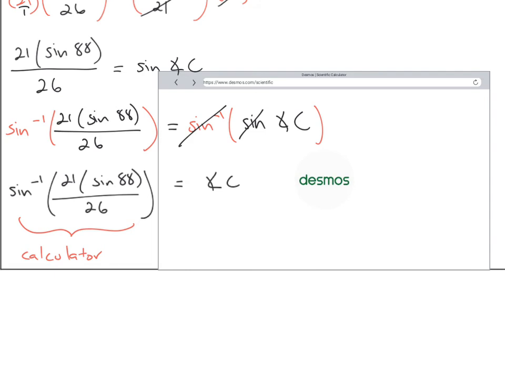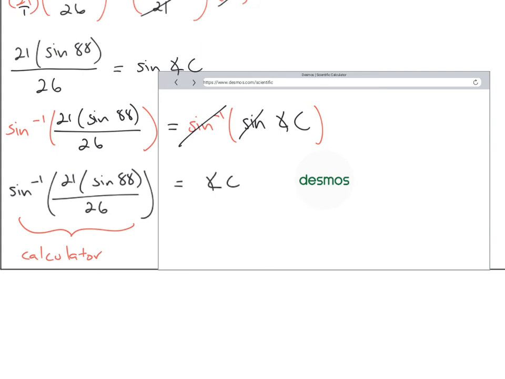And here's the other thing I'm going to do. I'm going to go ahead and group together 21 times sine of 88 because all of that will get divided by 26. And then last but not least, we're going to close up that final parentheses, hit the equal sign, and there is our final answer. It says 53 and 82 hundredths.